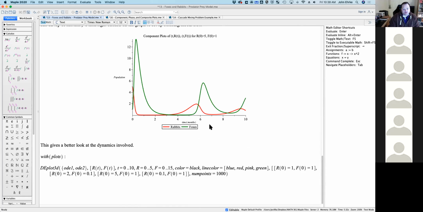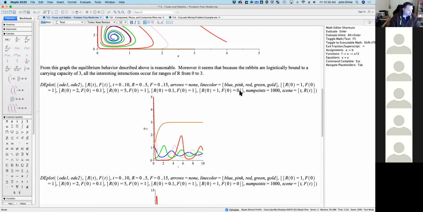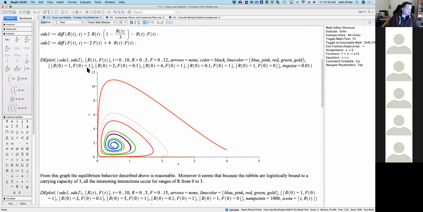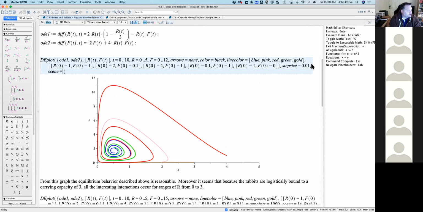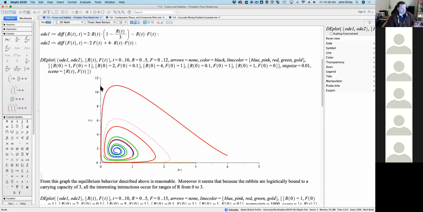We talked about the different types of plots in class on Wednesday. We had the phase plot. The default for DE plot is a phase plot, which, by the way, if you go back up to this phase plot that we did, I could use the scene command here and do R of T, F of T, and it's not going to change the result because that's the default. The default for DE plot is it's going to show you the phase plot, R versus F.